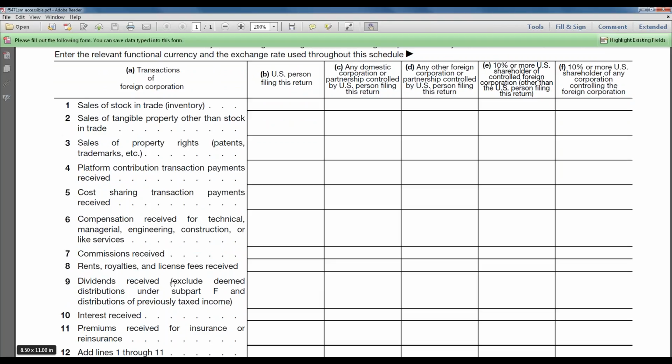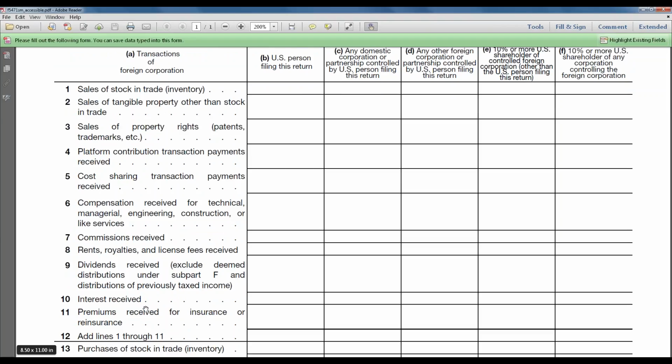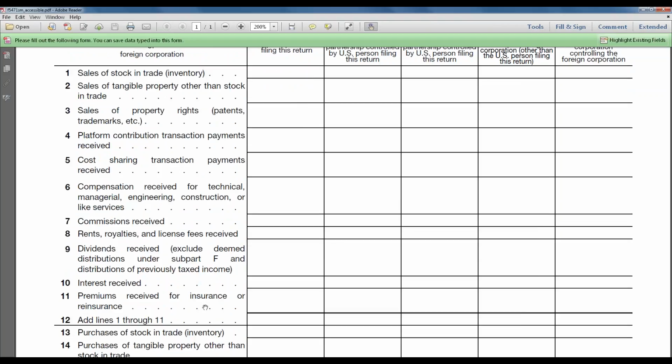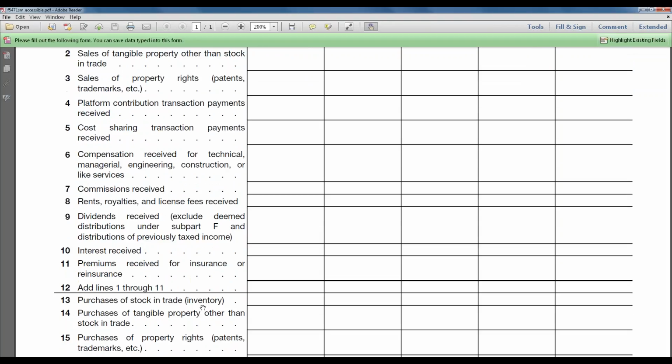Dividends received exclude the deemed distributions. Now that has more to do with C corps, so it's not going to be most of our clients, or distributions of previously taxed income. We'll get to that when we get to the earnings and profits. Interest received, once again, probably Subpart F income because it's from a related party, and Section 42. This has to do with captive insurance companies, a hot issue with the IRS. The same thing's going the other way.